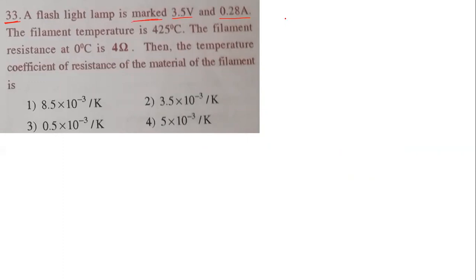So it is a maximum value of voltage, how much? V max is equal to 3.5 volt, and I max, the maximum value of current, is 0.28 ampere. The filament temperature is 425 degrees Celsius. The filament resistance at 0 degrees Celsius is 4 ohm. Then the temperature coefficient of resistance of the material we need to find out. That's what mainly they're asking in the question.